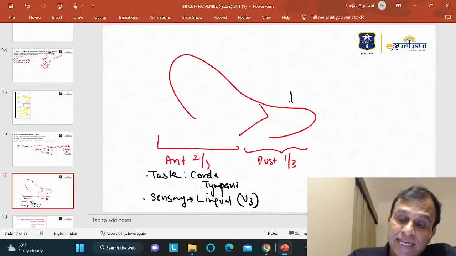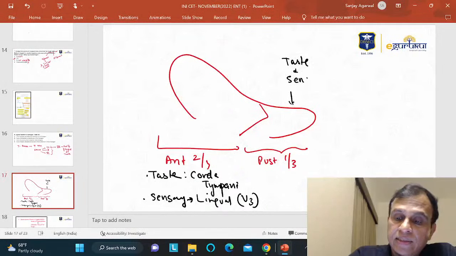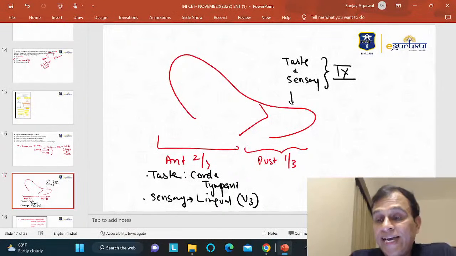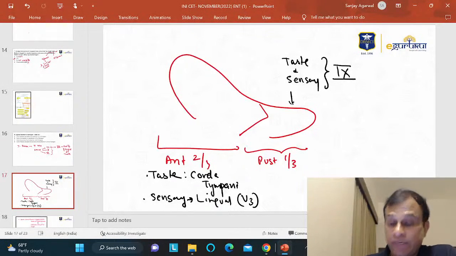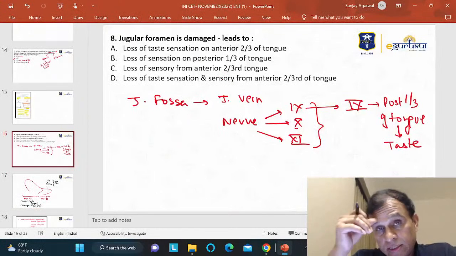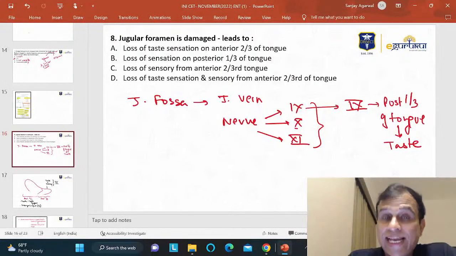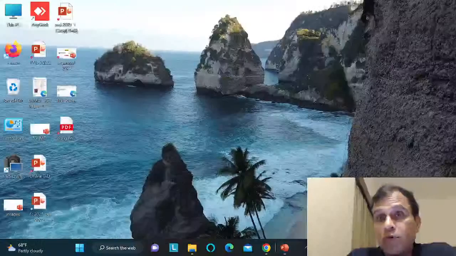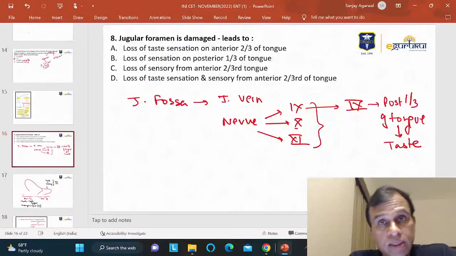Posterior one-third, like I said, both taste as well as sensory is carried by the 9th nerve. There is no 10th or 11th nerve in this part of the tongue, anterior two-third or posterior one-third. So 10th or 11th cannot be affected. So what it means is that in this case, 9th nerve is damaged, causing problem in the tongue. And like I said, 9th nerve damage causing problem in the tongue could be either taste gone in the posterior one-third or sensory gone in posterior one-third or both.